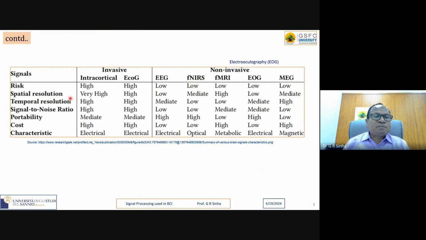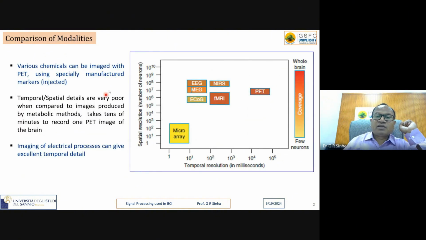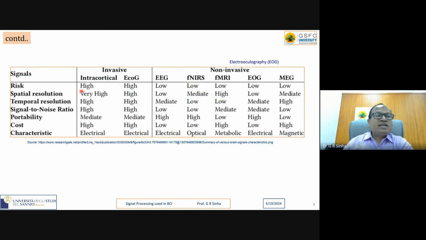Look at here. Spatial resolution is very high in invasive. High means the value is not high, the value is less, the distance is very less. Remember, if you go to the diagram, very high means value less. So here it is very high. Temporal resolution is also high. So you can have a comparison.